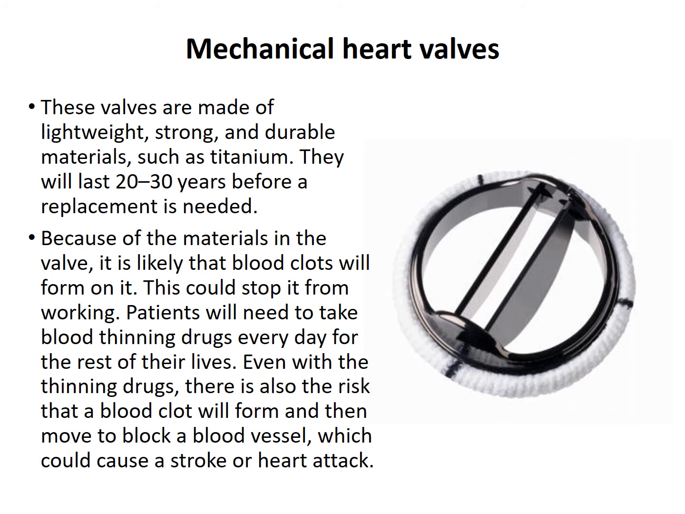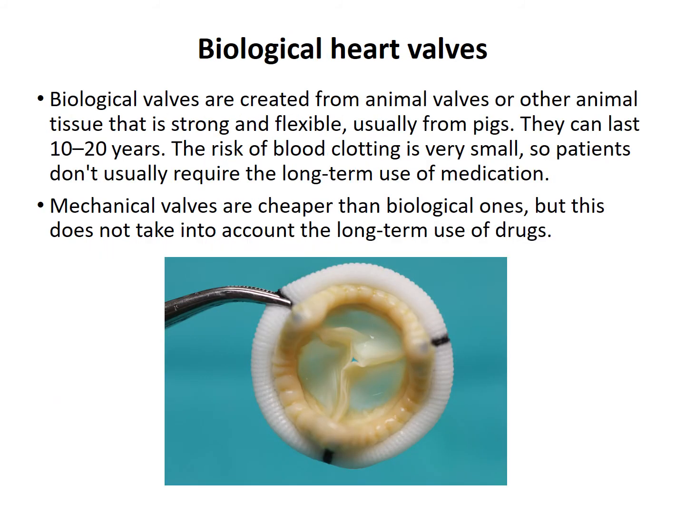Okay, so we're going to move on to biological heart valves. Now, biological valves are created from animal valves or other animal tissue. It's strong and flexible, and we tend to get it from pigs. And the reason why we use pigs is because they have very, very similar structures, very similar tissues to us. So their skin and the layers of tissue underneath the skin, for instance, is very, very similar to humans.